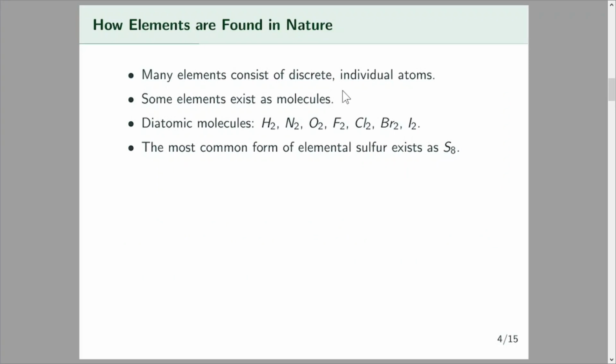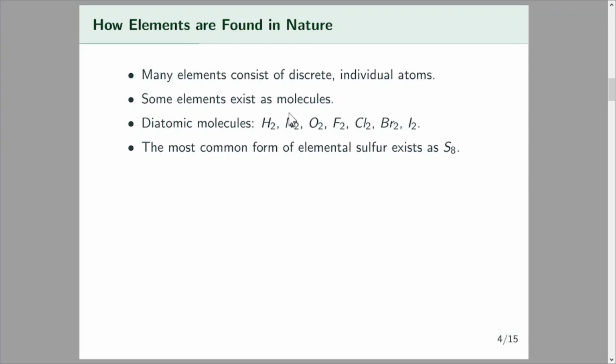Many elements consist of discrete individual atoms. So if you're looking for just an element of the periodic table, like how do you find hydrogen in nature, or how do you find nitrogen in nature, or how do you find helium in nature? Very often they just exist as individual atoms, iron atom floating around or something like that. Often they exist as molecules in pairs. If you find hydrogen just floating around in the air, it's in the H2 form almost always.